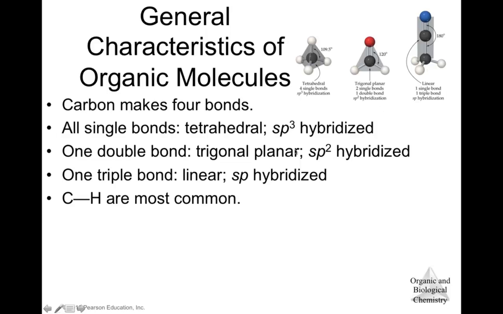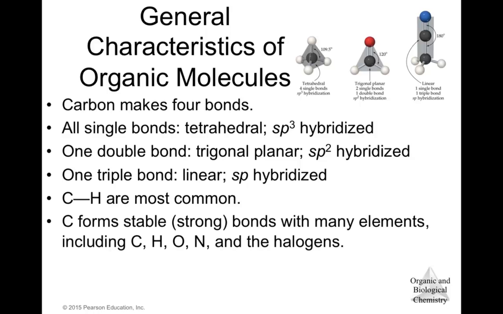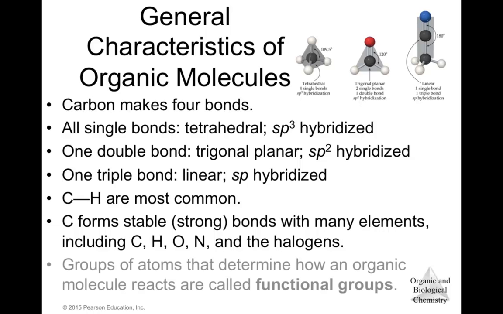Carbon-hydrogen bonds are the most common bonds that exist in molecules. Carbons form strong bonds with many elements, including other carbons, hydrogens, oxygen, nitrogen, and halogens. Groups of atoms that determine how an organic molecule reacts are called functional groups. So the part of the molecule that is reactive is due to the presence of a functional group, and we're going to see some of these in a few minutes. Actually, not in this module. In the next module, we're going to see some examples of functional groups.